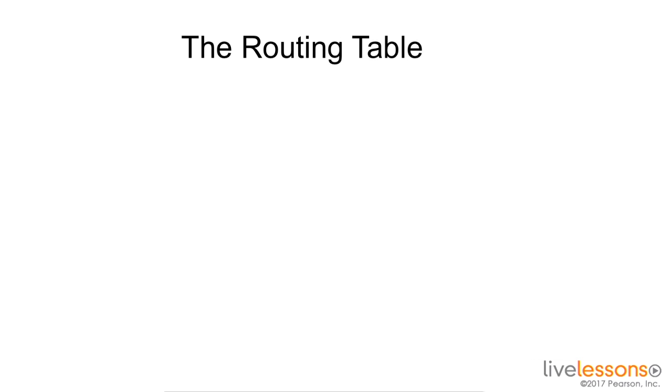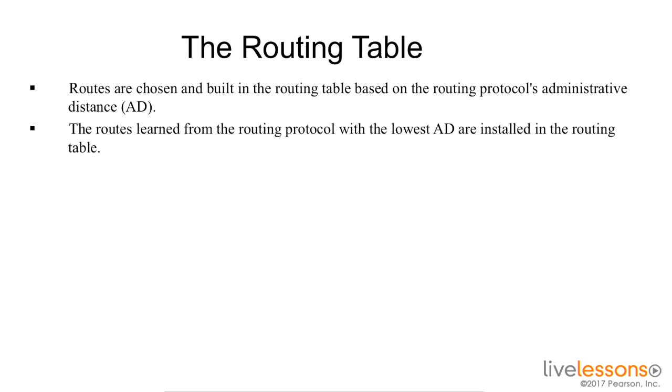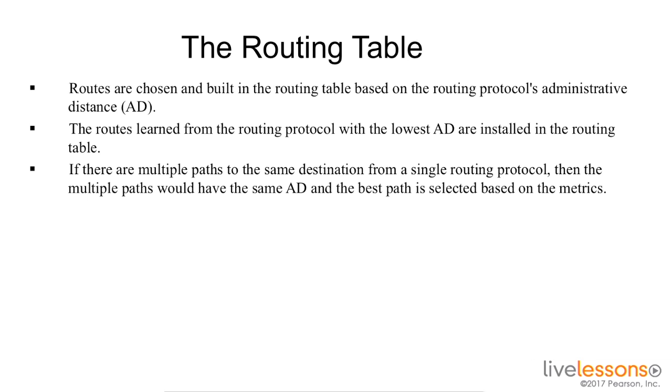The routes that make it into the routing table are chosen based on the routing protocol's administrative distance, the lower number being better. These lower number routes are installed in the routing table. If there are multiple paths to the same destination from a single routing protocol, then the multiple paths would have the same administrative distance. At that point, the path is selected based on the routing protocol's best metrics.